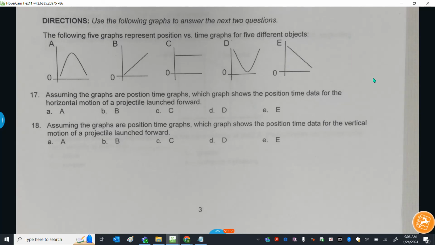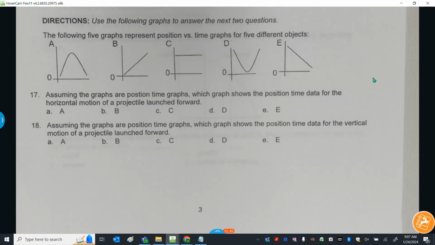Okay, so 17 should be B, and again, only about 2/3 of you got this right. So if you missed it, ask a question if you still don't understand what I'm saying, or make a note. But if you're trying to show constant velocity on a position time graph, you need a positive slope, because it's forward, and a straight line. And the only one that has that is B.